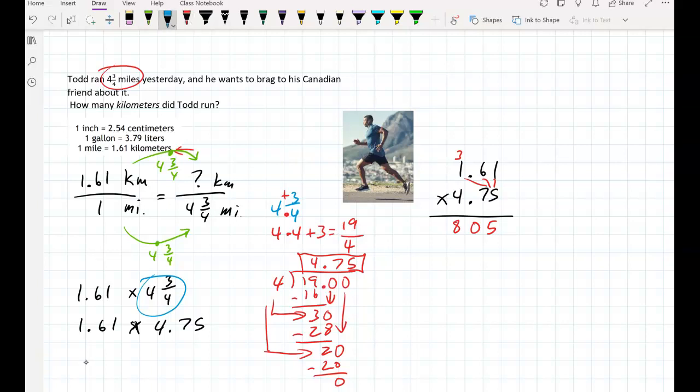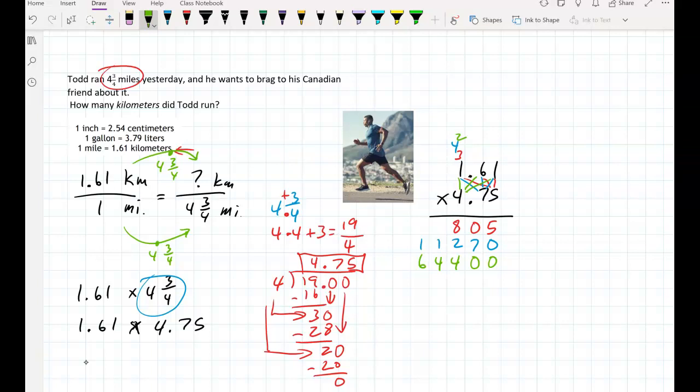Next row, I add a 0, and I multiply 1 times 7, 7. 6 times 7 is 42. Carry the 4. 1 times 7 is 7, plus 4 is 11. And then I have one more row. Now because I'm moving over another space, I have to add another 0. So now I'm over 2 zeros. 1 times 4 is 4. 6 times 4 is 24, carry the 2, and 1 times 4 is 4, plus the 2 is 6.